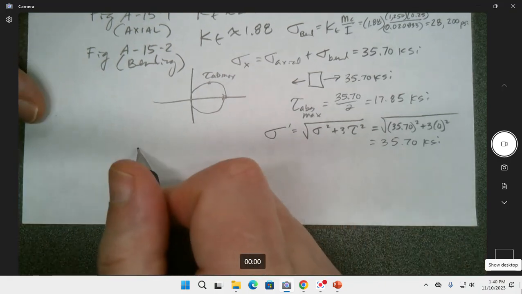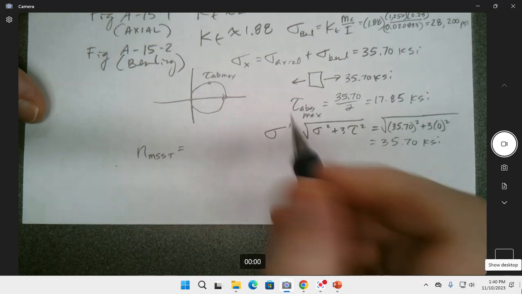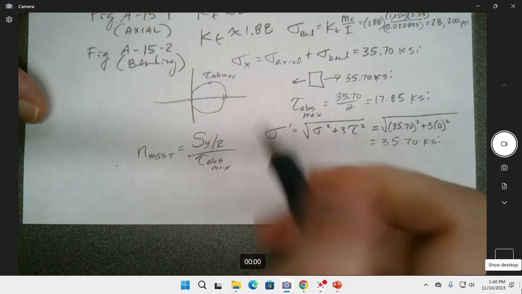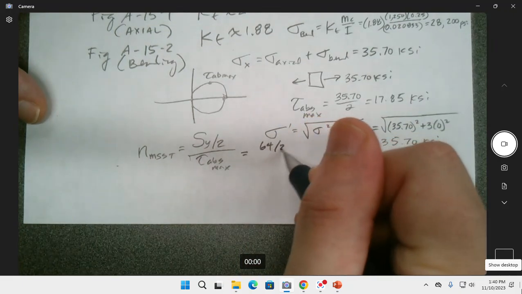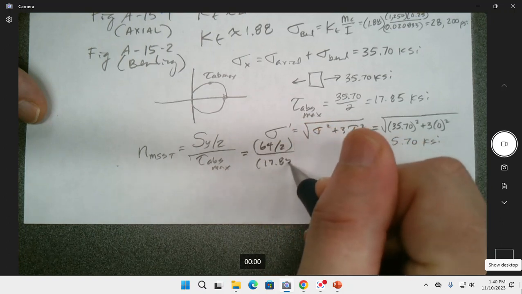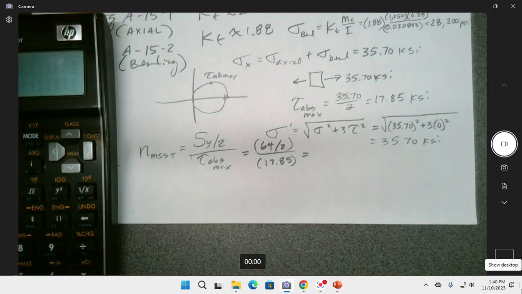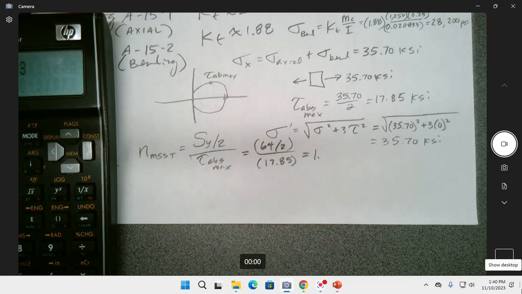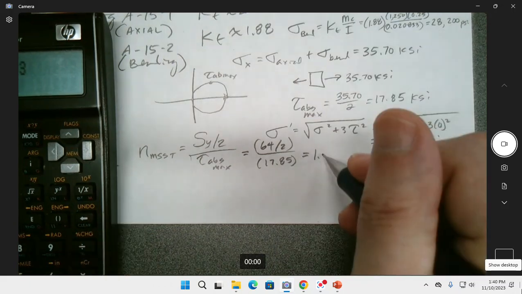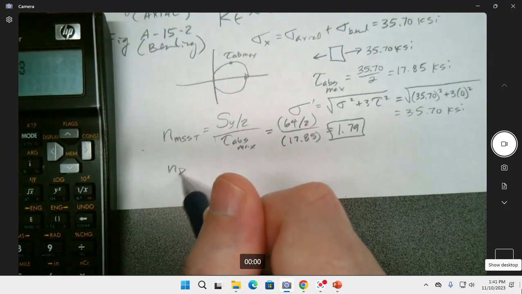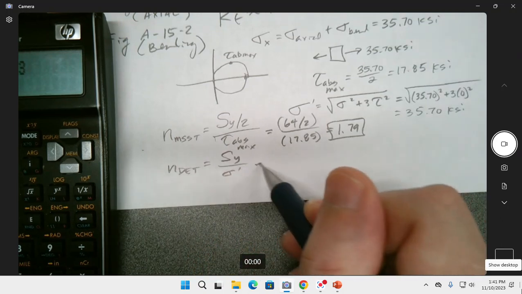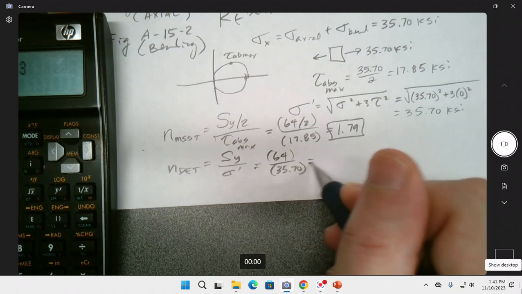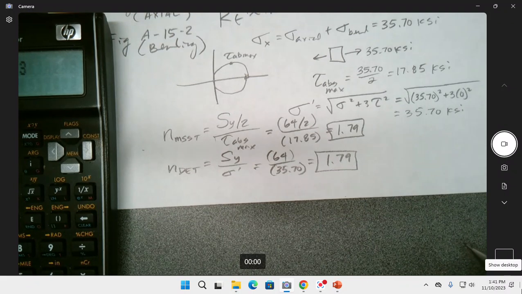So if we're going to go maximum shear stress theory, it would be Sy divided by 2 divided by tau abs max. So that's going to be 64 divided by 2 over 17.85. Surprise, surprise. What's that, 32? We get 1 point, whoop, nope, I got it wrong. Yeah, sorry, 32. It's 1.79. And then distortion energy theory, Sy divided by, it's going to be 64 divided by 35.7. Guess what? 1.79. Boring.